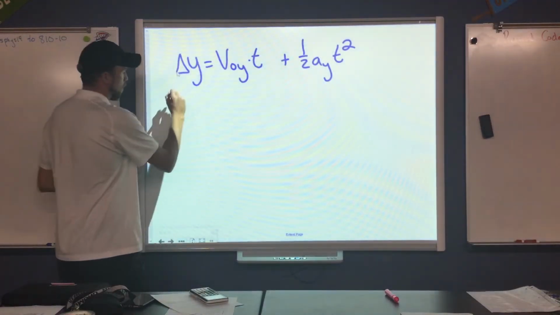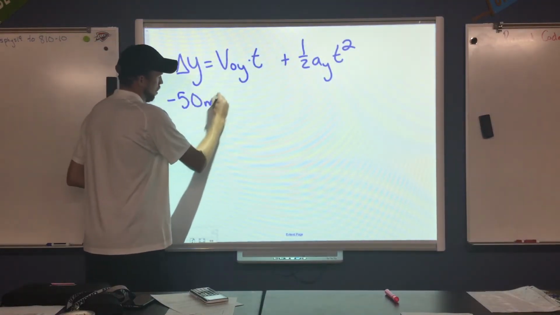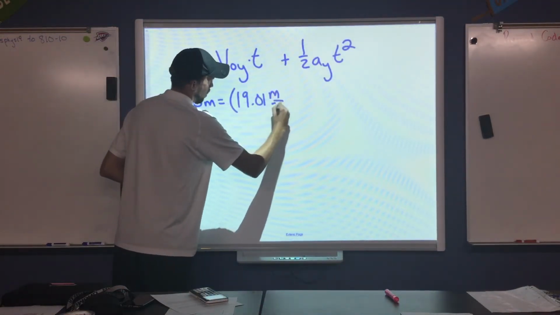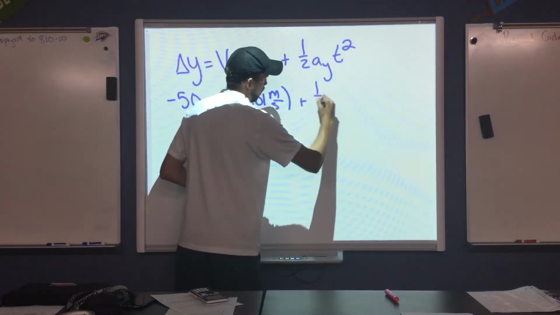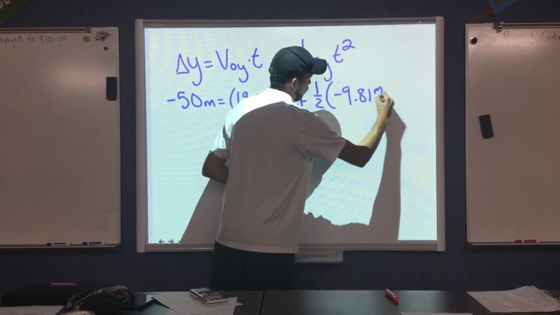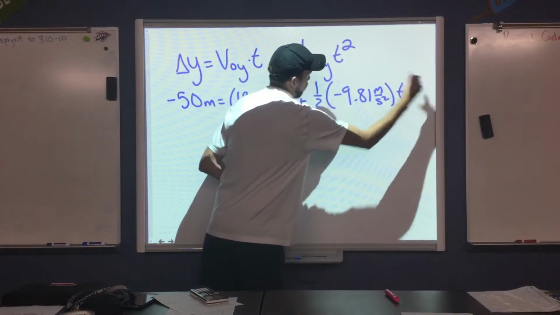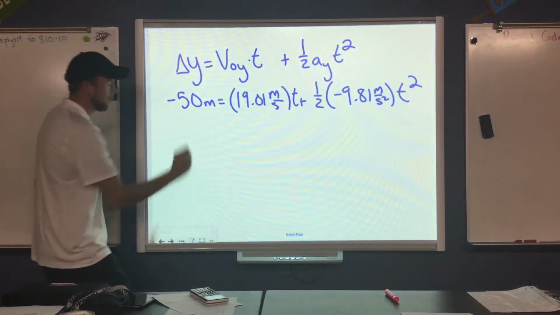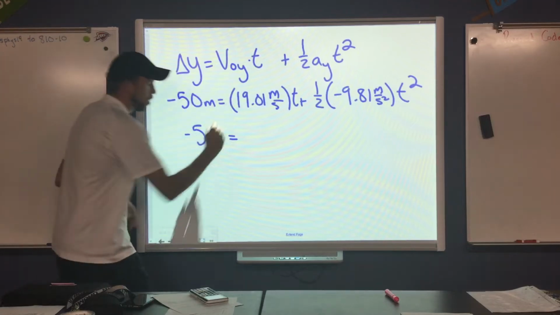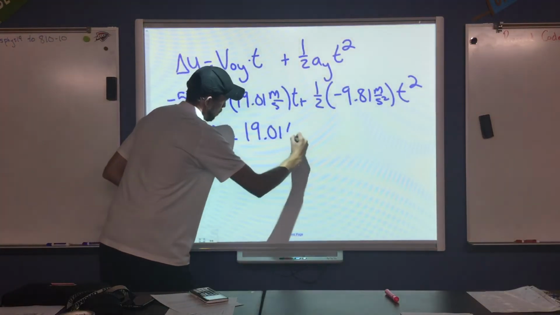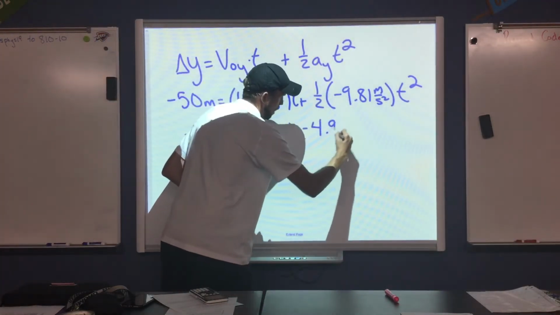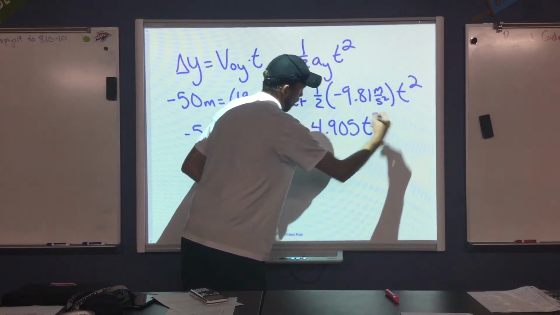So we'll plug in what we know. Delta y is negative 50 meters. Initial velocity in the y was 19.01 meters per second times t plus 1/2 times negative 9.81 meters per second squared times t squared. Now we'll multiply through by anything we can. Negative 50 is by itself, so it will stay as negative 50. 19.01t will stay as 19.01t. 1/2 times negative 9.81 becomes negative 4.905 times t squared.